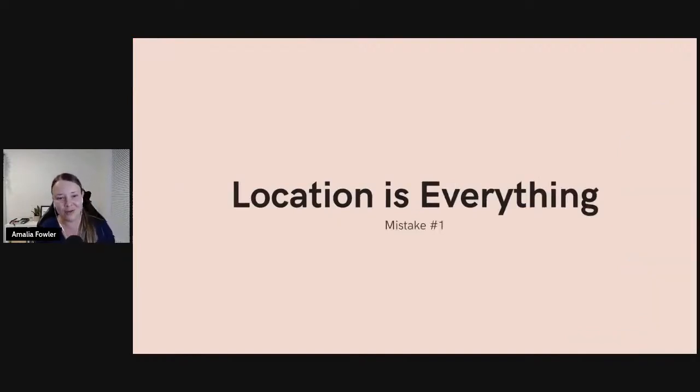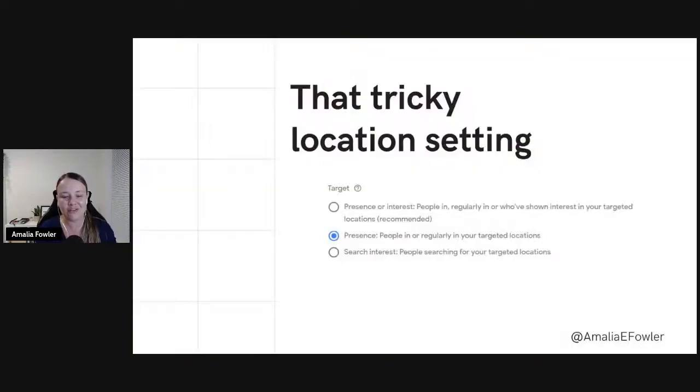So this is, though, one of the common ones that I hear talked about a lot. The very first mistake is that tricky location setting within Google Ads. The default setting when you build a campaign is the presence or interest setting, meaning that it doesn't matter if you have set a radius of 1 kilometer or, sorry, I'm Canadian, 1 mile around your business. Google is going to expand that if it feels like someone is interested in where you are.